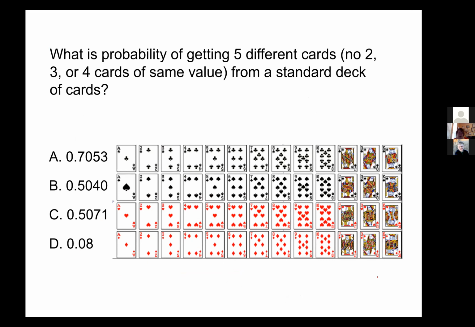So the first example is, what is the probability? Should be a "the" in there. We want to be grammatically correct. What is the probability of getting 5 different cards, no 2, 3, or 4 cards of the same value from a standard deck of cards? Okay, and we're going to do this without replacement.